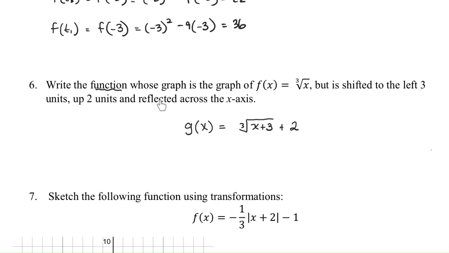And then reflecting is going to be a negative sign. If it's reflecting across the x-axis, that's a vertical reflection. And anything that's changing vertically is outside the function, so it needs to be outside of the cube root. So there's going to be a minus sign outside the cube root.